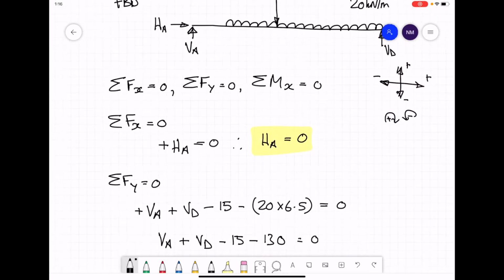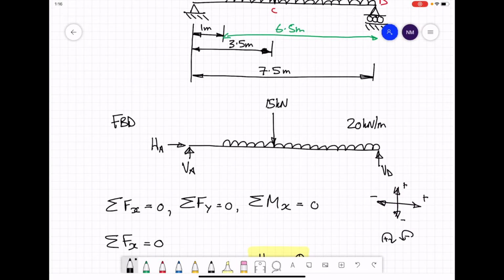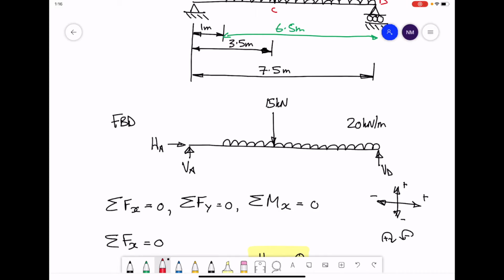When we're considering the UDL, remember what we do is that we concentrate all of the weight of the UDL into a point load in the middle of the UDL. So we had a space of 1 metre to start off with. The UDL is 6.5 metres in length. So the total weight from the UDL is 20 times 6.5, and that gives you 130 kilonewtons.